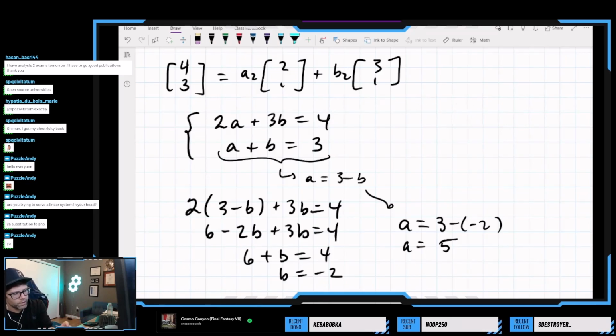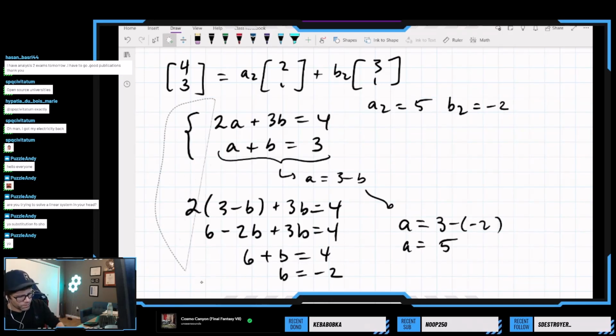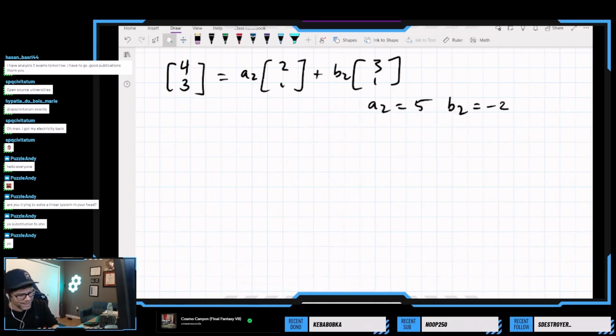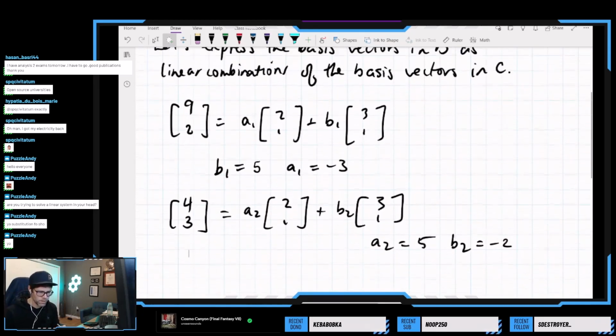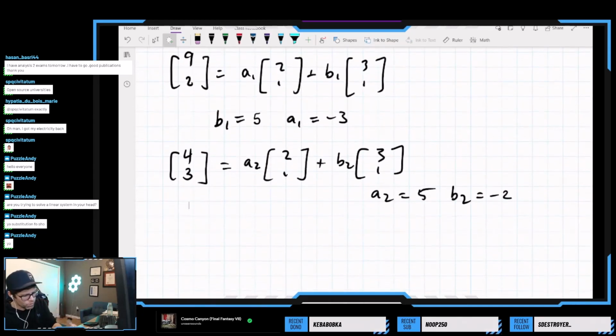Okay, so let's write that down. So here a2 is equal to 5, b2 is equal to negative 2. And then we can get rid of this. Now we have our coordinate vectors that we need, I think, in order to continue on this conversation. So 2 coordinate vectors, I believe, get stuffed into a matrix.